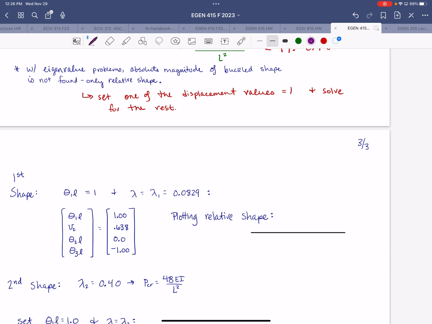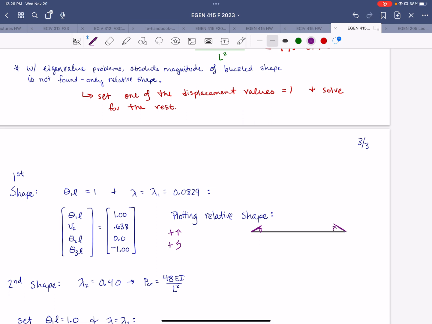Plotting that, we'll use the sign convention of positive deflection upward and positive rotation counterclockwise to interpret these results. We have a positive slope at node 1, 0 displacement at the boundary conditions, right? And then at node 2, we have a slope of -1, just in the opposite direction, same magnitude. So our deflected shape is like this, where we have a positive value for V2 and a slope at node 2 of 0.